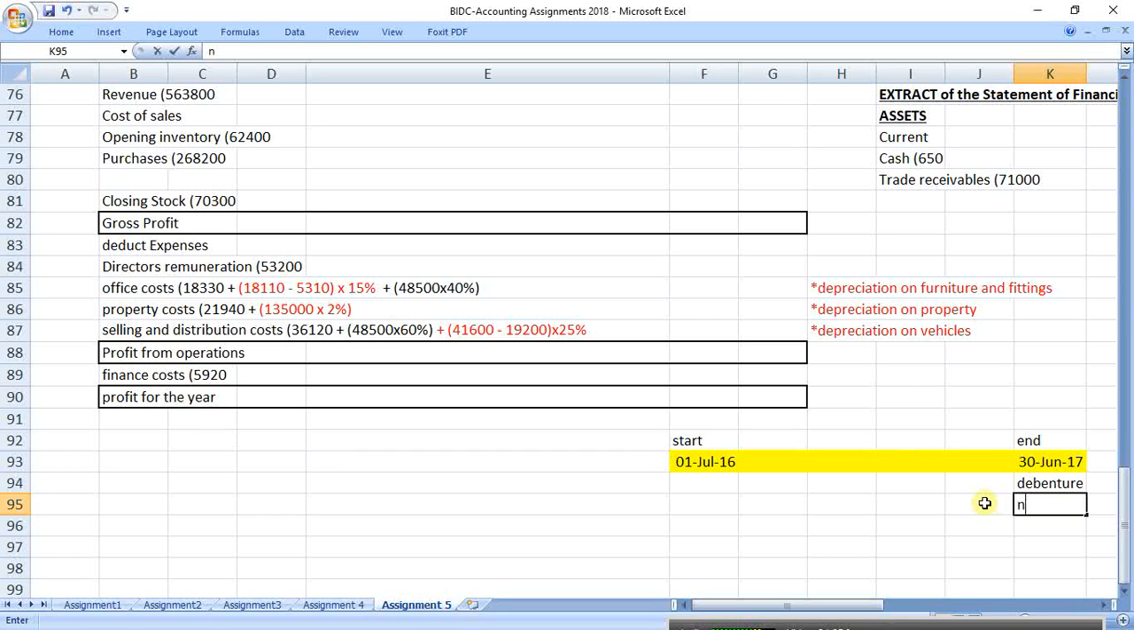The debenture, this was a new loan. How much was the new loan? 50,000. And they say it repaid the bank loan in full. So you took out a debenture to pay off the bank loan in full. Neither of these transactions has yet been recorded in the books of account. So let's go back and check here. Where's our bank loan? There's the bank loan. The bank loan is going to decrease because you're paying it off with the debenture.